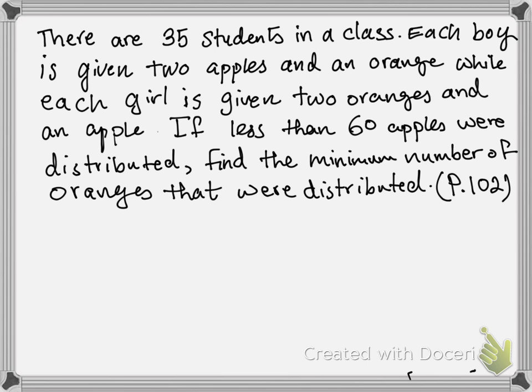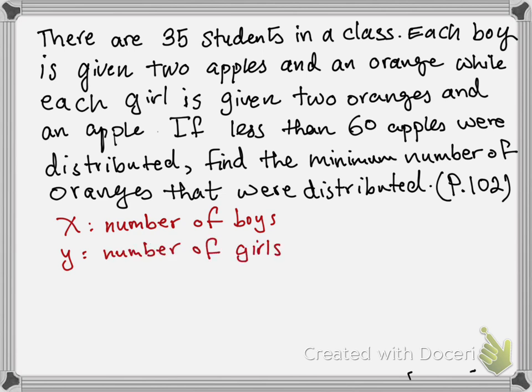Okay, in this question, first of all, we don't know the number of boys and the number of girls. So we know that if X is the number of boys, and Y is the number of girls, then X plus Y equals 35.